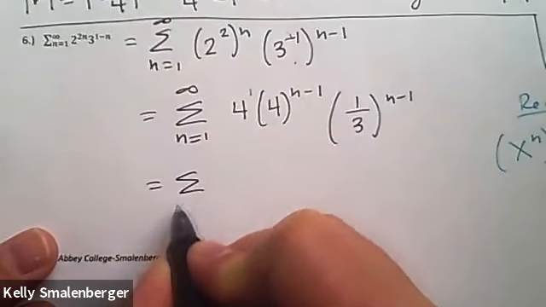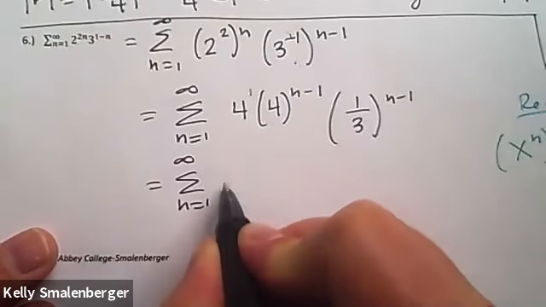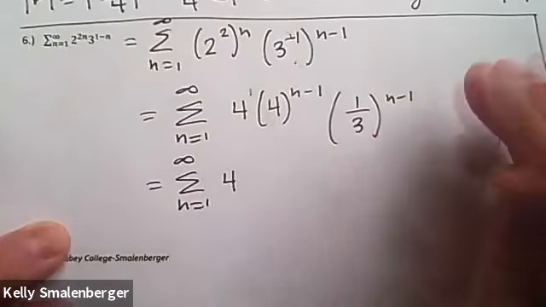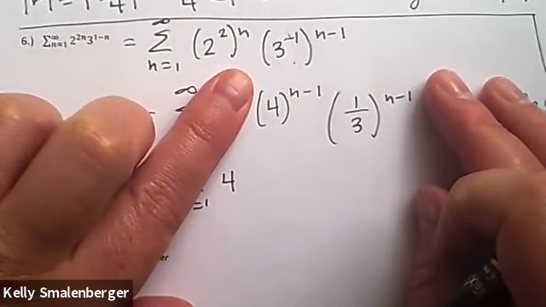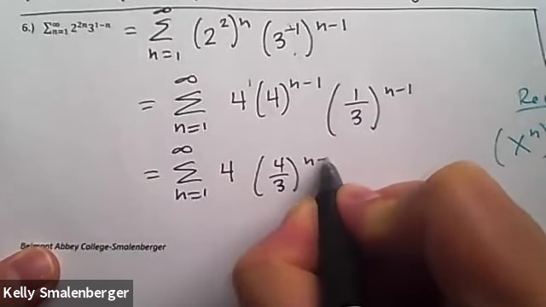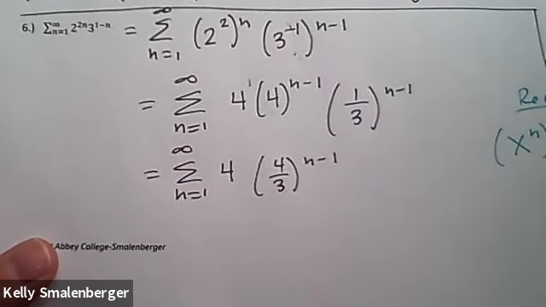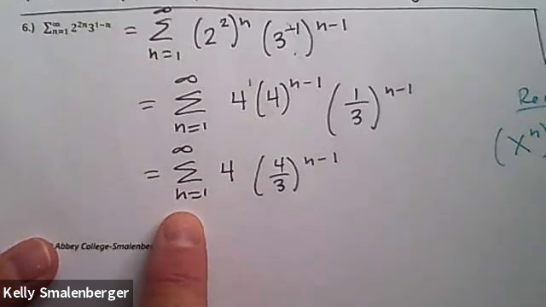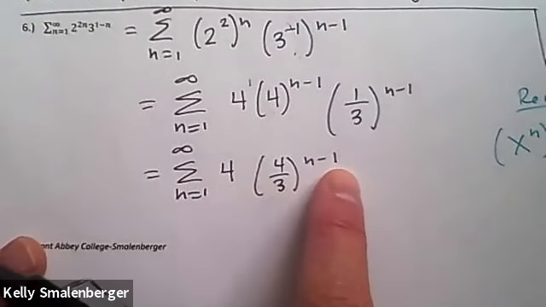All right, so let me put this all together. I have 4. I'm going to put these two together because this is going to be my r. This is 4 over 3 to the n minus 1. Now this looks like the summation from n equals 1 to infinity of a times r to the n minus 1.